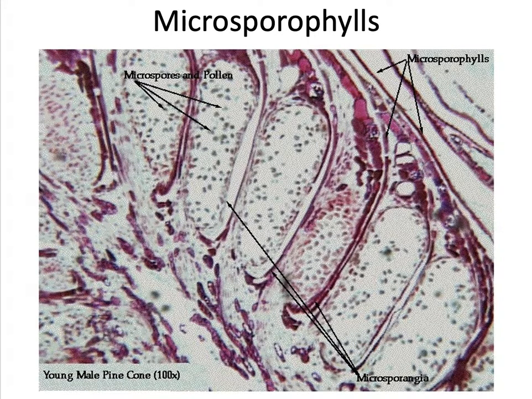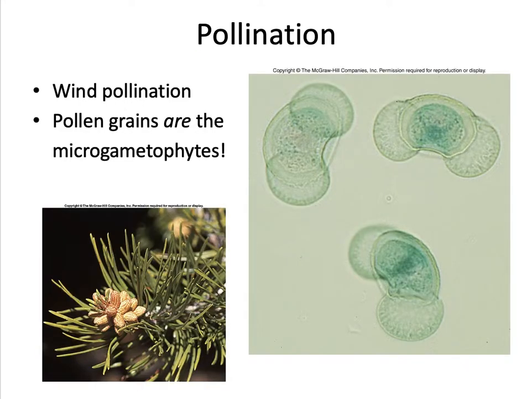Here's another view where we're looking at the microsporophylls. And when we look at the little dots inside of the microsporangium, it's very difficult to tell if it's a microspore or a microgametophyte. We would only know if we zoomed in at high magnification, because we'll see that the microgametophyte has a very unique appearance. And here it is. It looks like a little ball with two wings on it. And those wings allow it to blow through the wind, because most pines are wind pollinated.